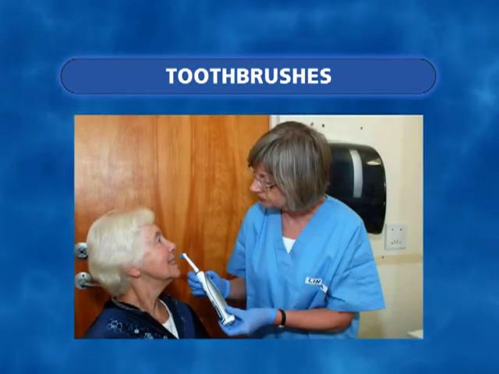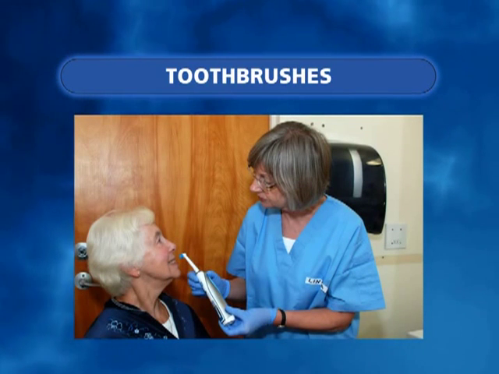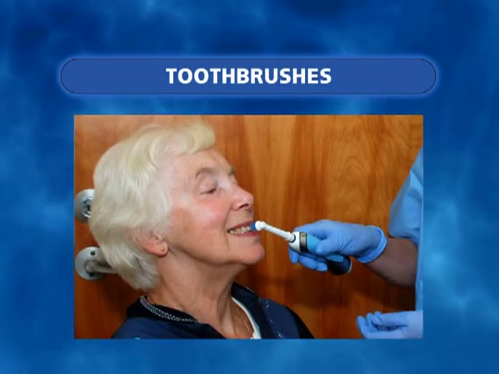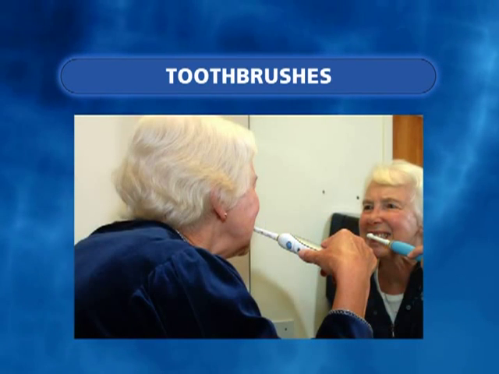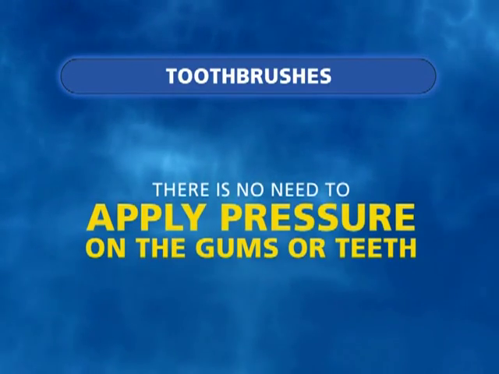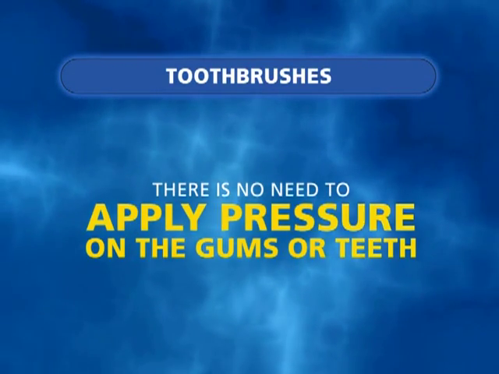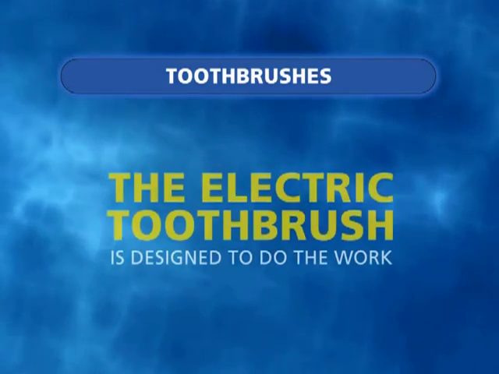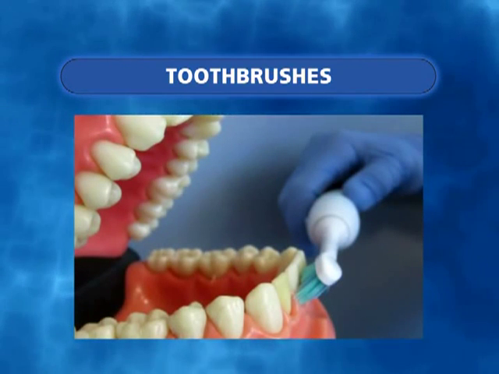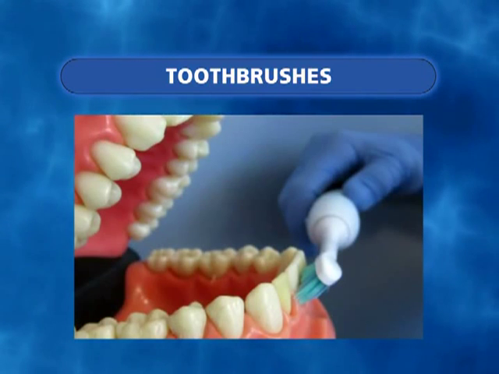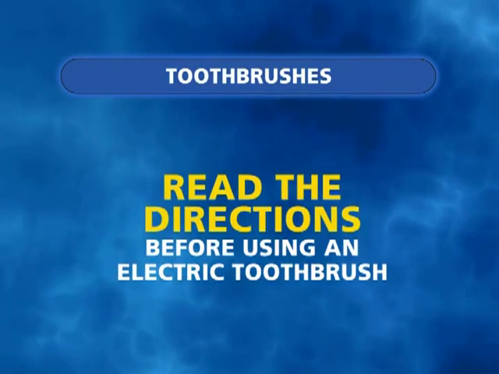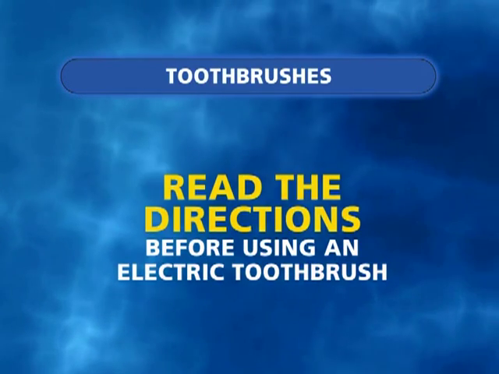An electric toothbrush is a good alternative to a manual brush, especially if the resident has physical limitations that affect their ability to brush. Electric toothbrushes should be used for at least 2 minutes. Many have built-in timers. There's no need to apply pressure on the gums or teeth when using an electric brush. It is designed to do the work for you. Technique is still important. If the bristles are not placed properly on the gum line, the gums can become irritated. It is important to read the directions before using an electric brush, as they are all designed slightly differently.